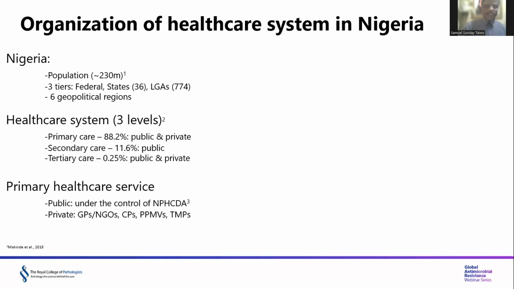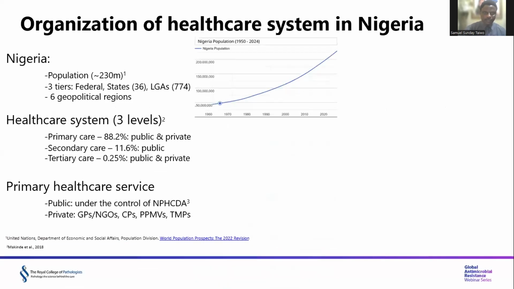As a background, Nigeria is the most populous Black nation and the 6th most populous nation in the world, with a projected 230 million people in 2024. Nigeria runs a 3-tier system of government. You have the federal government, the state government, we have 36 states, and then you have the local government, 774 local governments at the present moment. Nigeria also has 6 distinct geopolitical regions, 3 in the north, 3 in the south.